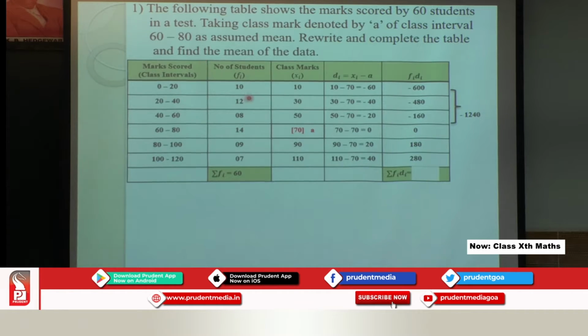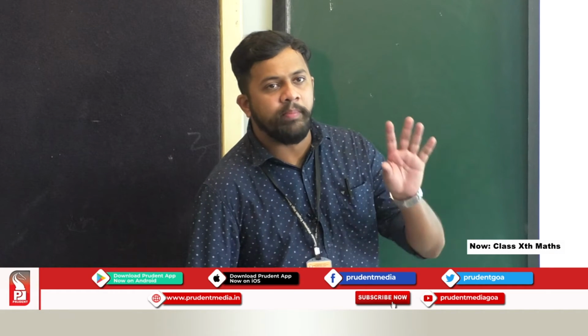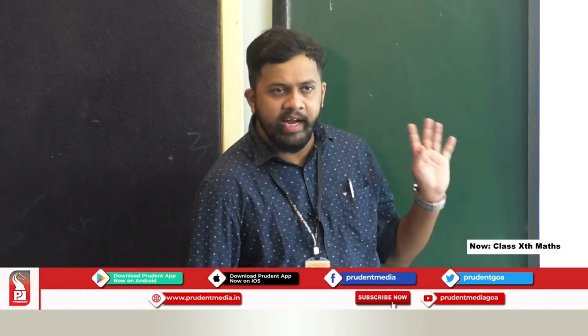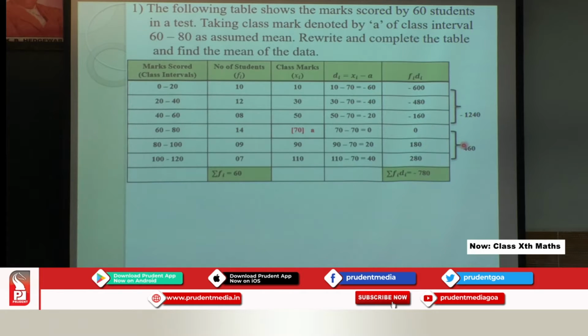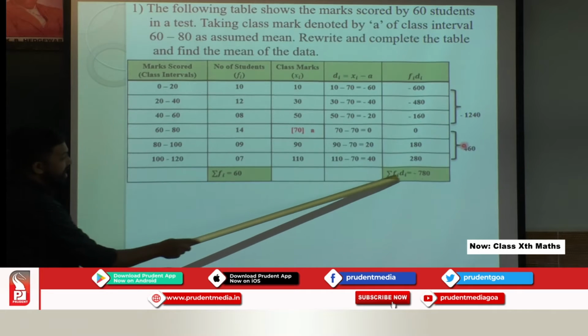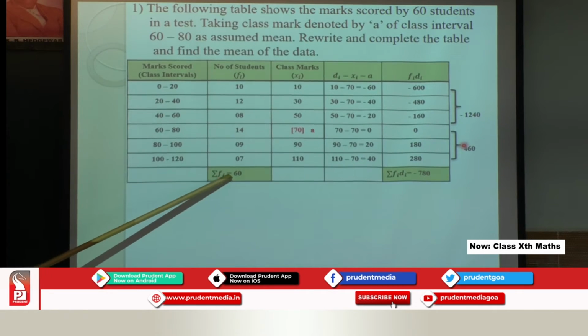The next, what I will do, I will add this 180 and 280. So if I add these two, I will get a total of 460. So you can see I got total as 460. Now you can subtract, because minus 1240 plus 460. Since the sign of the bigger number is negative, the final answer will be negative. And what we got as the total? We got the total as minus 780. So now my summation fidi is also ready. Summation fi is also ready.